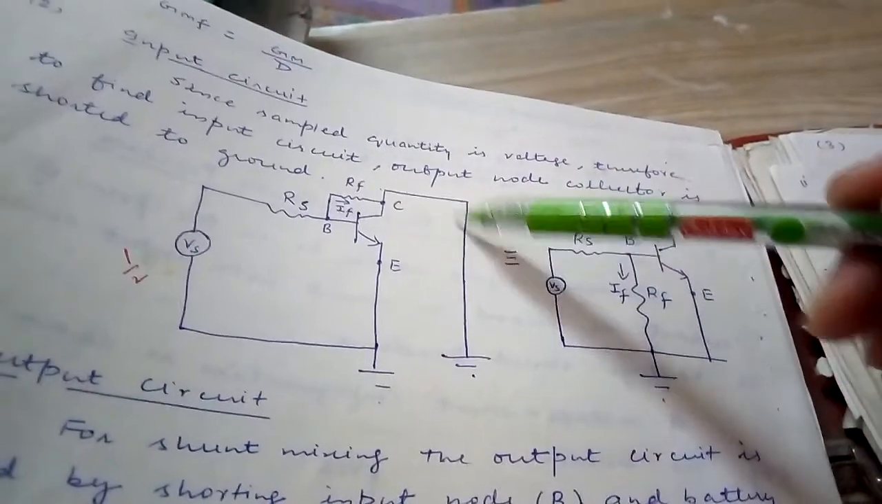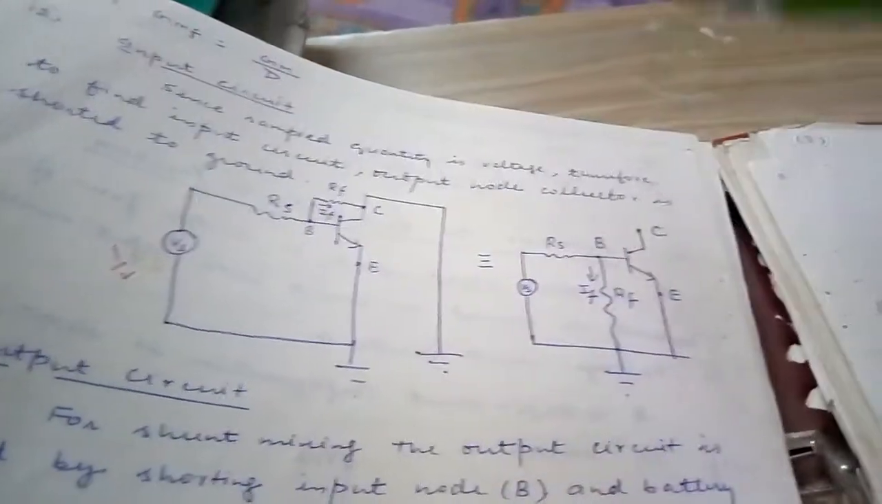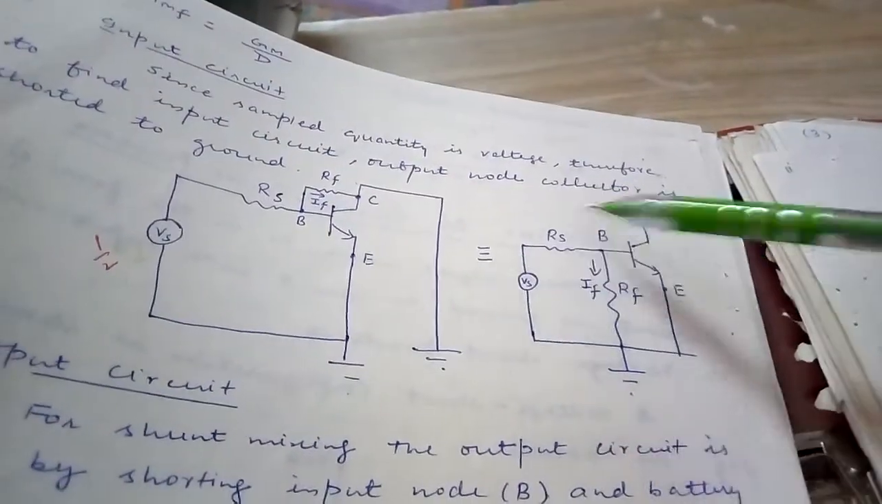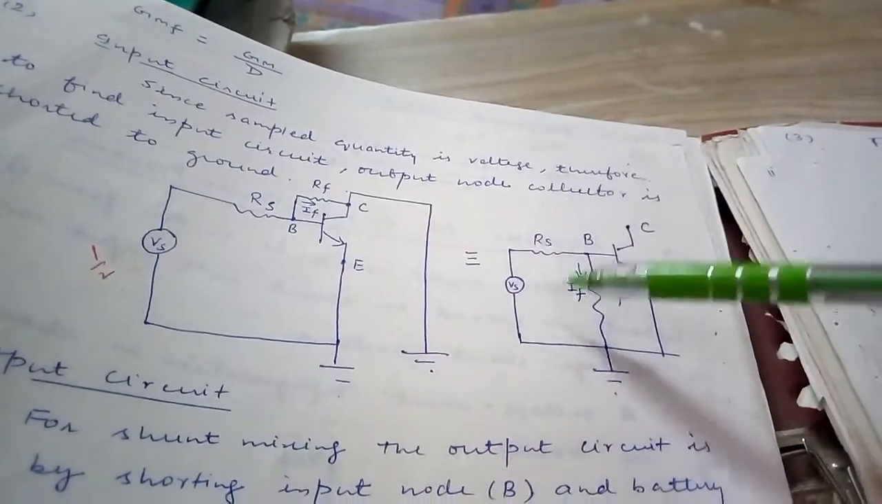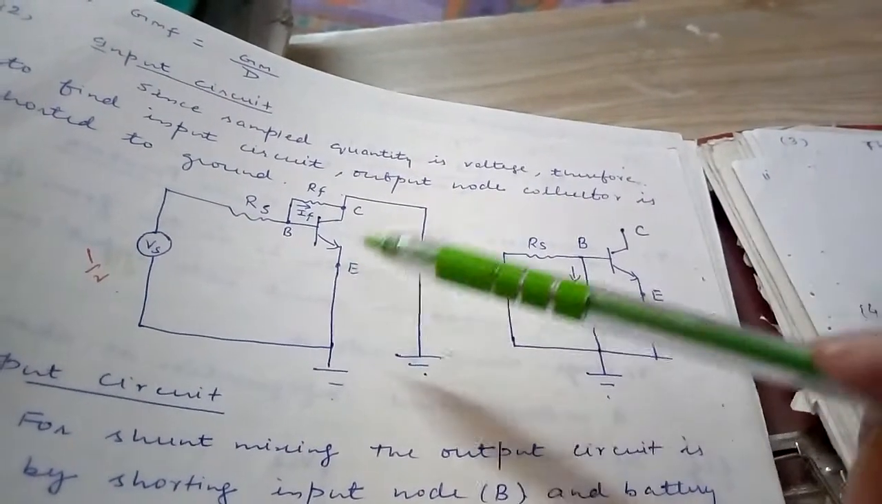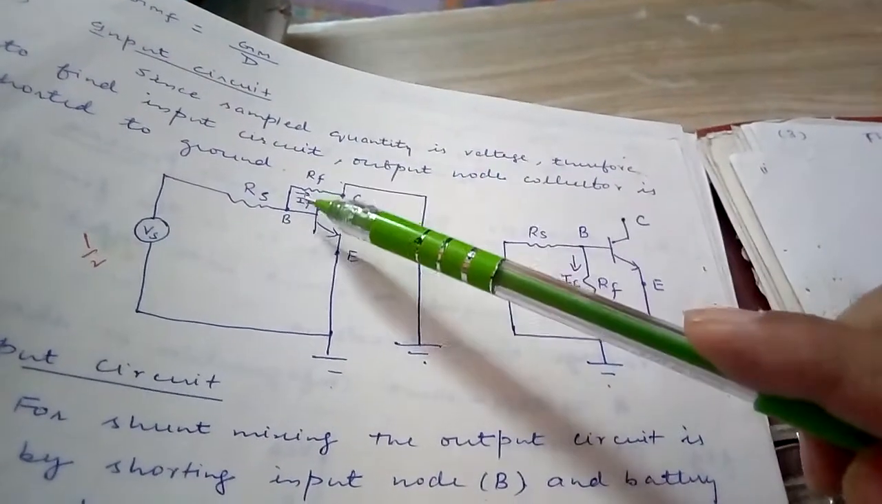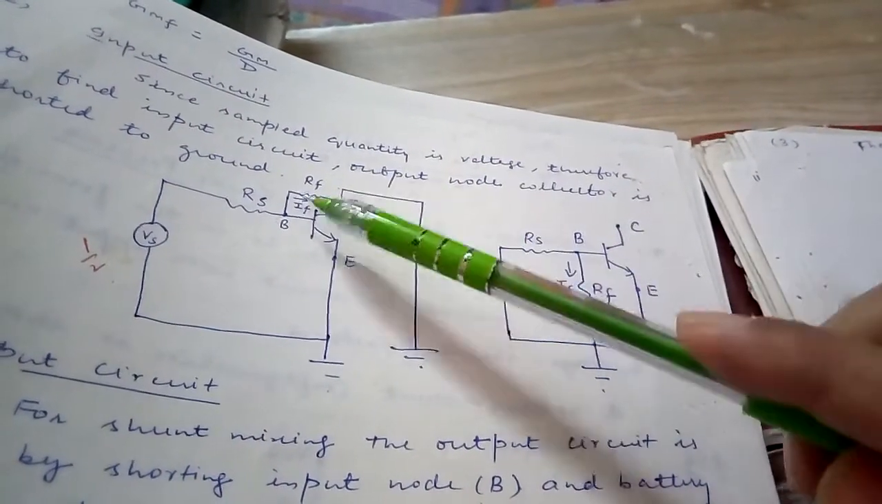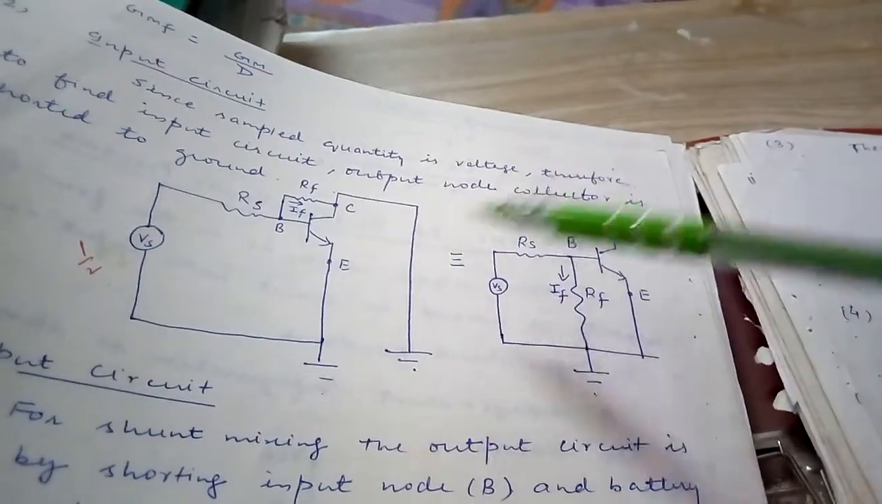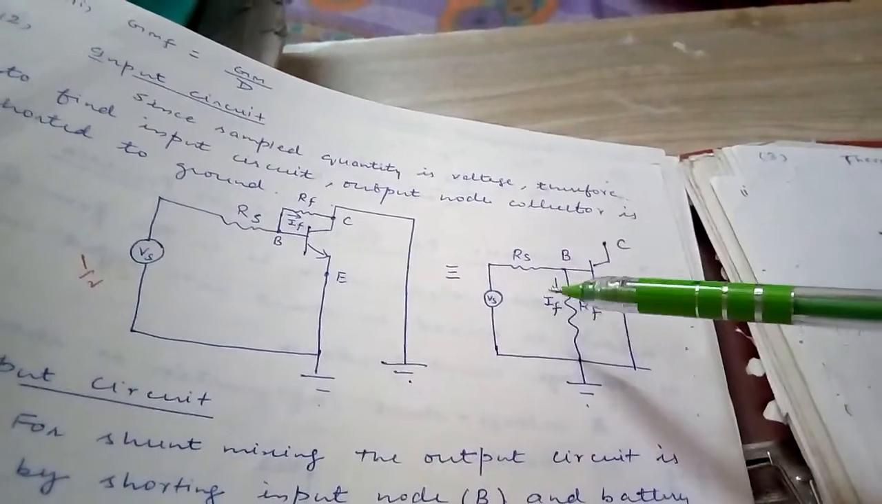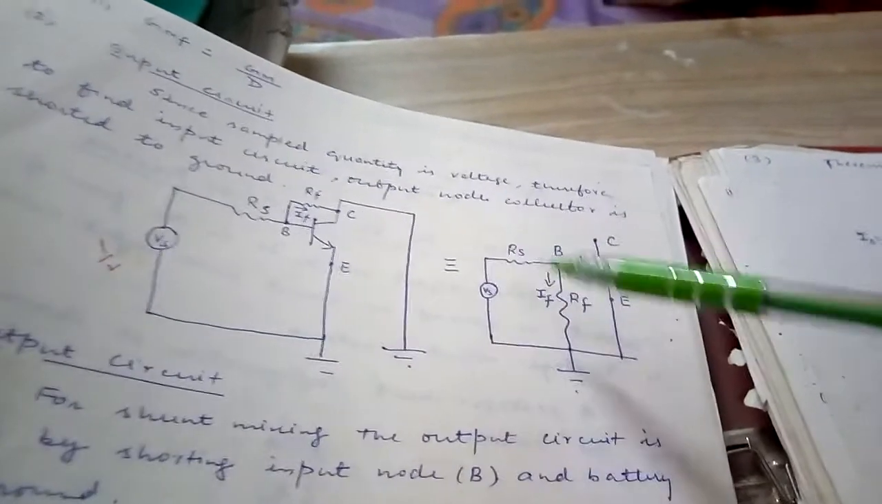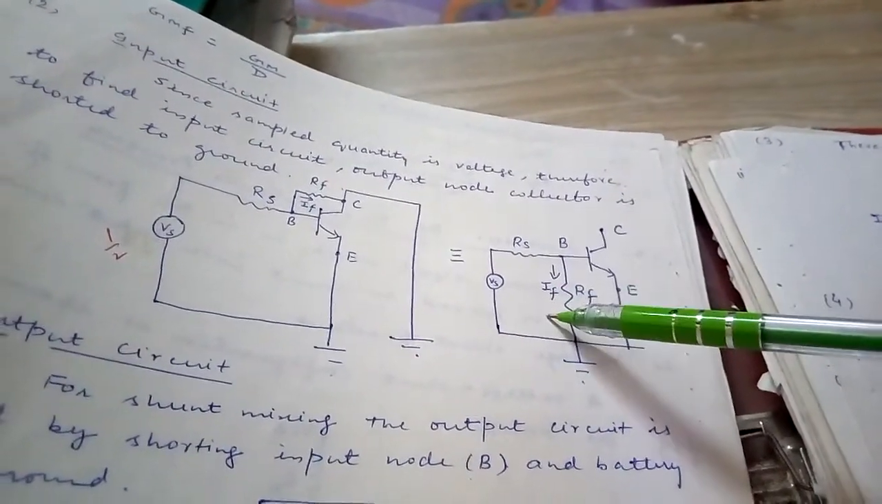Okay, by shorting the output node, this circuit will become like this. Because we have shorted the output node, one terminal of RF is grounded, one terminal is connected to base, so this can be redrawn like this. Okay, so this will become our input circuit.